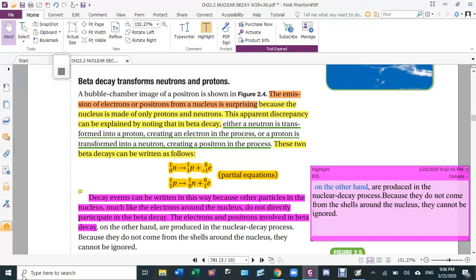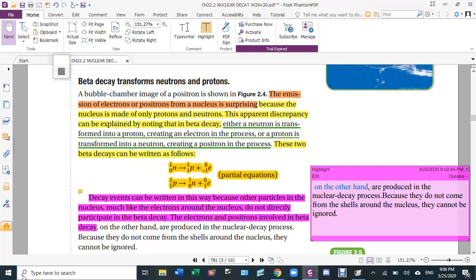Now, in beta decay, neutrons and protons are transformed. The emission of electrons or positrons from a nucleus is surprising and very strange. Why? We know that the nucleus consists of protons and neutrons, and here the emission is an electron or a positron. This looks very strange.